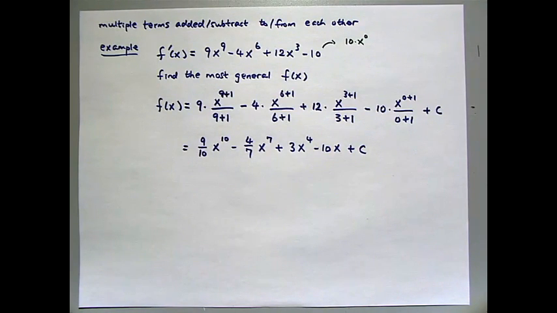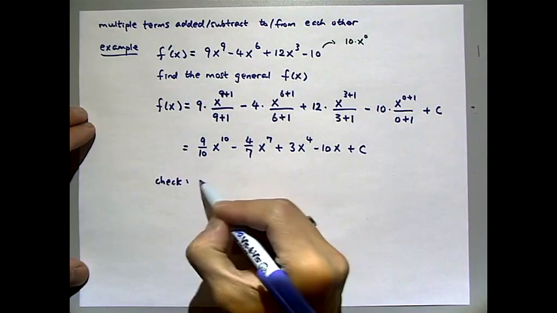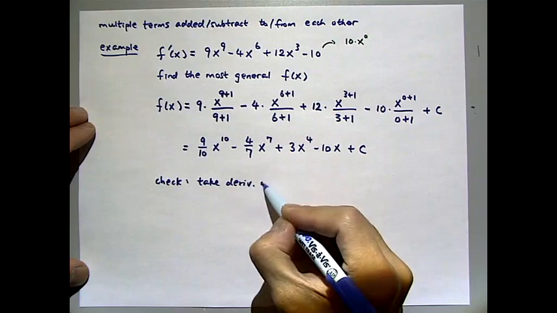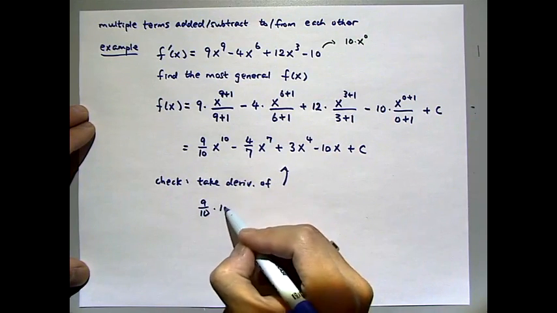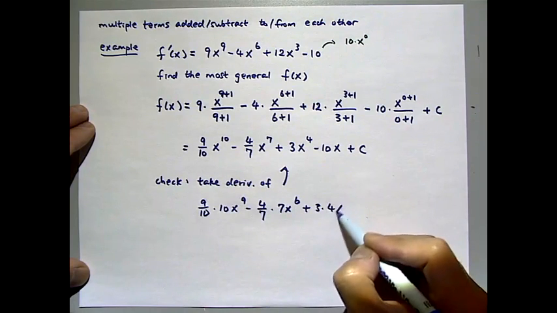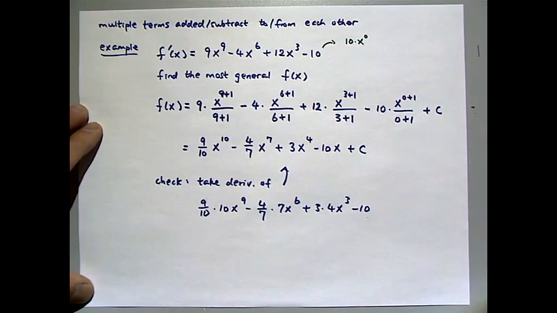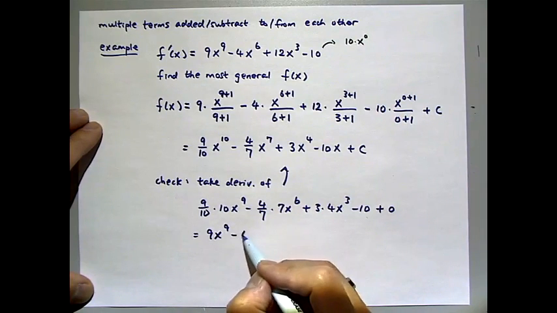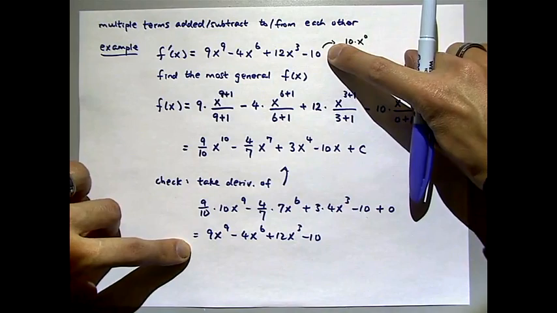All right, how do I know if I did this right? Take the derivative of it, right? If I take the derivative of this, I better get that. So let's check that. So what do we get? We get 9 over 10 times 10x to the 9th, minus 4 over 7 times 7x to the 6th, plus 3 times 4x cubed, minus 10. A constant, regardless of what it was, would be a constant with no x whatsoever, so it would always end up giving me a 0 derivative. So we get 9x to the 9th minus 4x to the 6th plus 12x cubed minus 10. Check that. Yep, that's what we started with, so we are good.